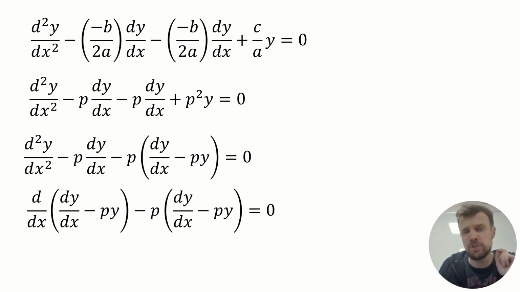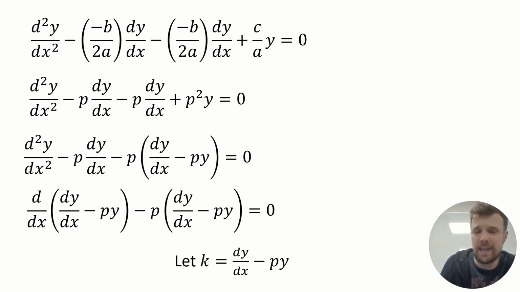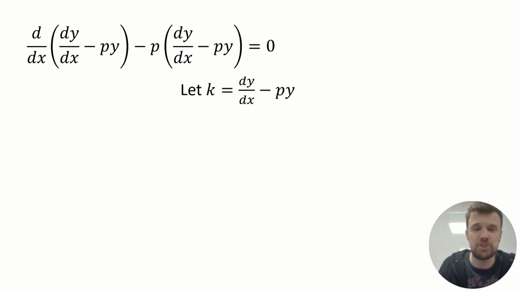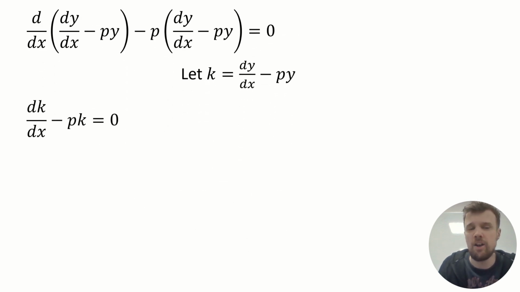That's really helpful because it means we can do another substitution. Sorry, a lot of substitutions, because this is all very algebraic, so it helps tidy things up as we go. So if we let k equal dy over dx minus py, we can rewrite our differential equation as dk over dx minus pk. This is just a separation of variables differential equation. Worth pointing out once again, the p is a constant, whereas the k is a variable.